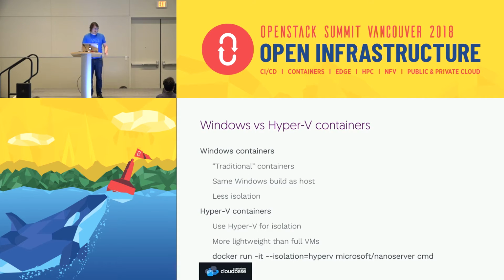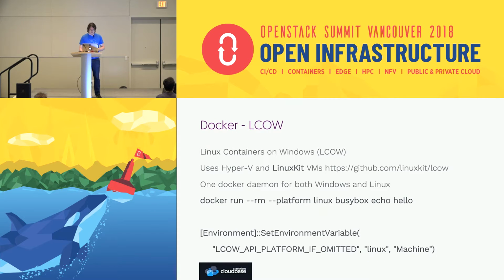How do you run one or the other? Simply, in Docker, you specify --isolation=hyperv, for example, for having a Hyper-V isolated one. Docker now on Windows can run both Linux and Windows containers side by side. You can specify, if needed, the platform, or you can also set the default one. So the daemon will know which one to spawn, okay? It's called LCOW, where COW doesn't stand for copy on write, it stands for Linux containers on Windows, okay?